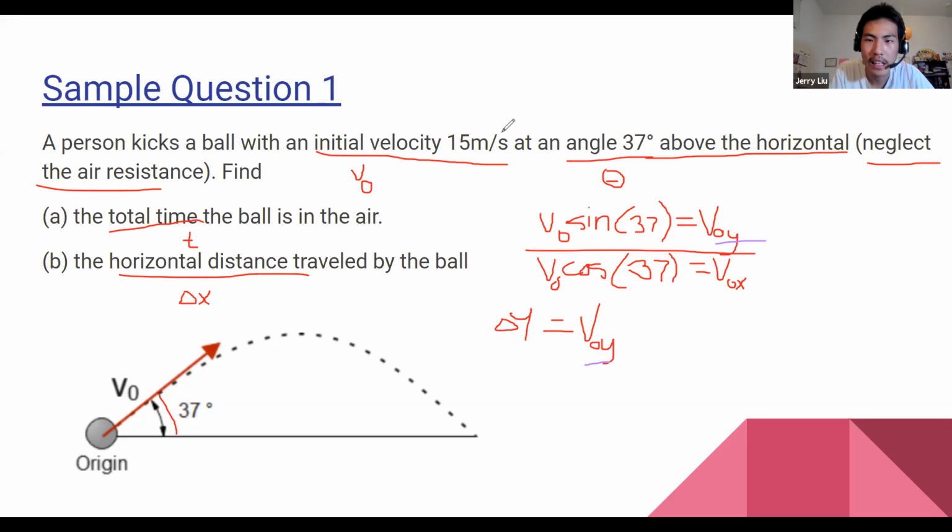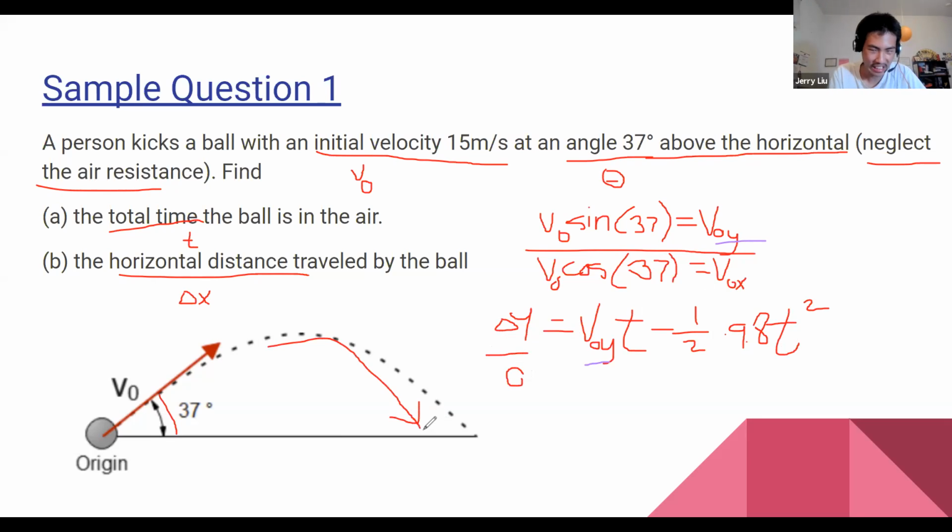So you have V0y t minus 1/2 times 9.8 times t squared. Now, we know that delta y is ultimately equal to 0, because we started from the ground and we'll land at the ground. So therefore the total displacement covered is zero. And you can plug in V0y, which is 15 times sine of 37.